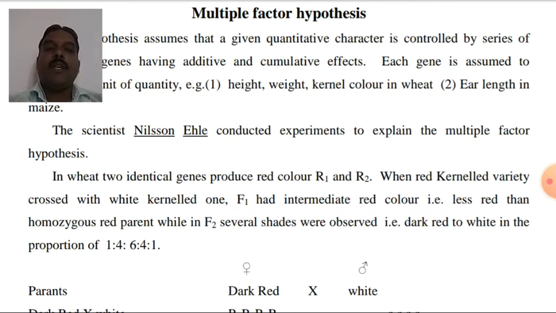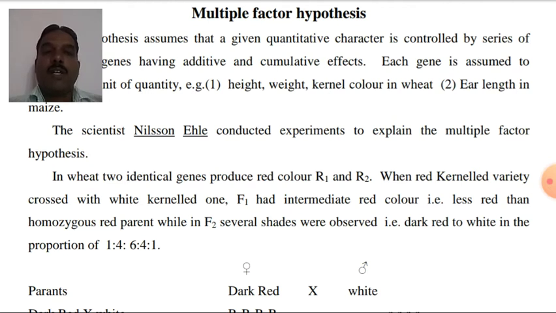the kernel color in wheat. So in case of wheat, suppose we consider capital R1 and capital R2. These two dominant genes are responsible for red color development. Then when we make a cross between a red kernel variety and a white kernel variety, the F1 shows an intermediate effect, that is, light red color. Because of the intermediate effect, we observe light red color. So this light red color is obtained in the F1 generation, and again when we do selfing for obtaining the F2 generation, when we make a cross between F1 and F1, we observe 1:4:6:4:1.